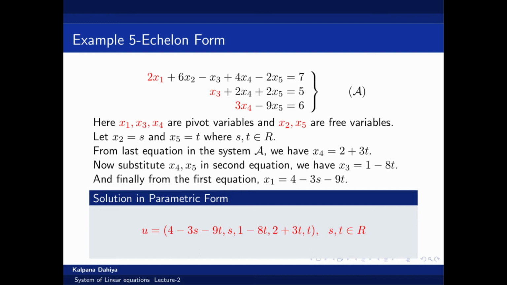Now we have x2, x3, x4 and x5. Using the values of these variables, we can find x1 from the first equation, and it comes out to be 4 minus 3s minus 9t. So this solution is called the parametric form of the solution, and I am representing this by a vector u as (4 minus 3s minus 9t, s, 1 minus 8t, 2 plus 3t, t), where s and t are real numbers.